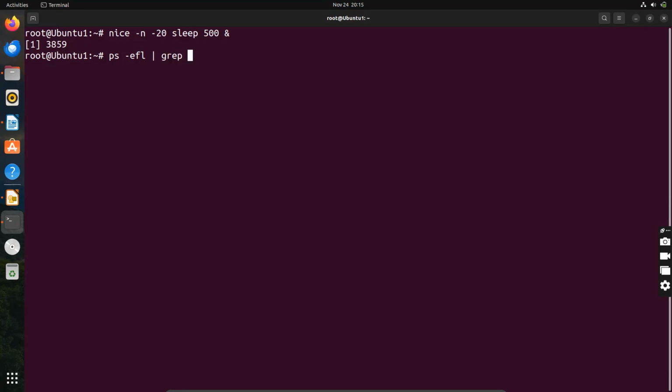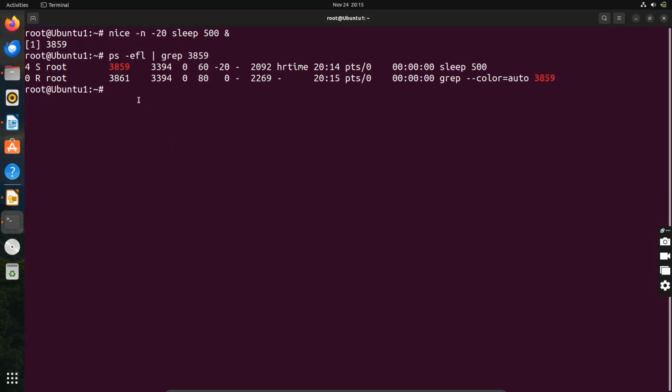Then we can grep the process ID, 3859. So 3859 is the process ID. If you check here, root is the user who executed it, and this is the process. This is the parent process. This is the priority value.